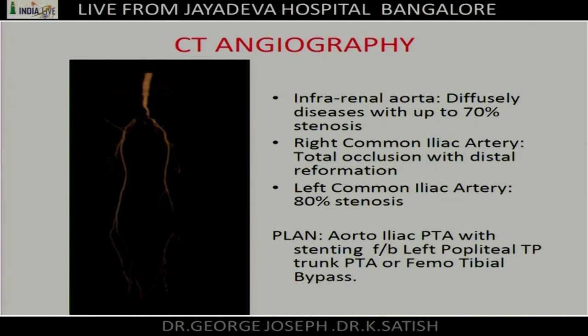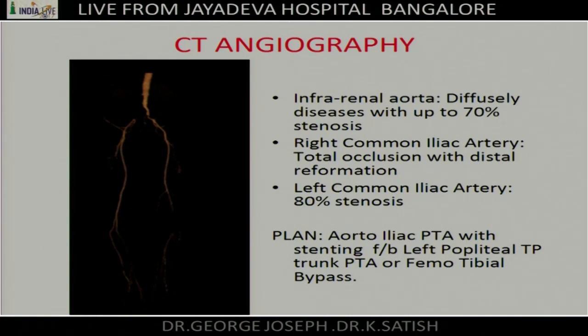So that's about the same thing I was saying. Our plan today is to fix his iliacs, the left and the right, but that will not solve his left lower limb ischemia completely. So he will need a second procedure, either a PTA of the left popliteal and tibioperoneal trunk, or a femorotibial bypass. So that is the situation. Now we'll show you today's angiograms.